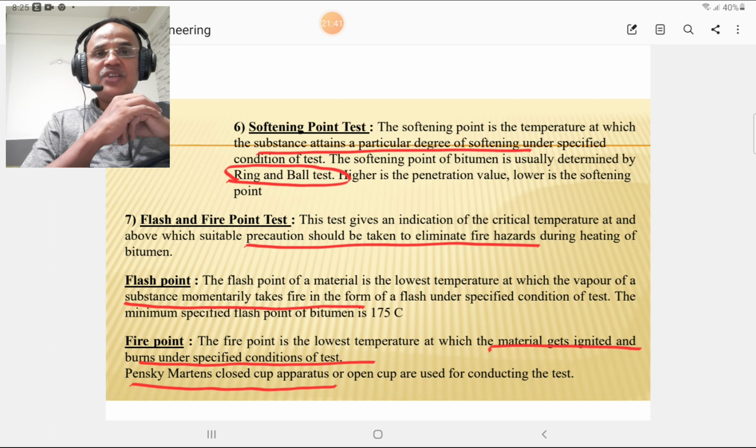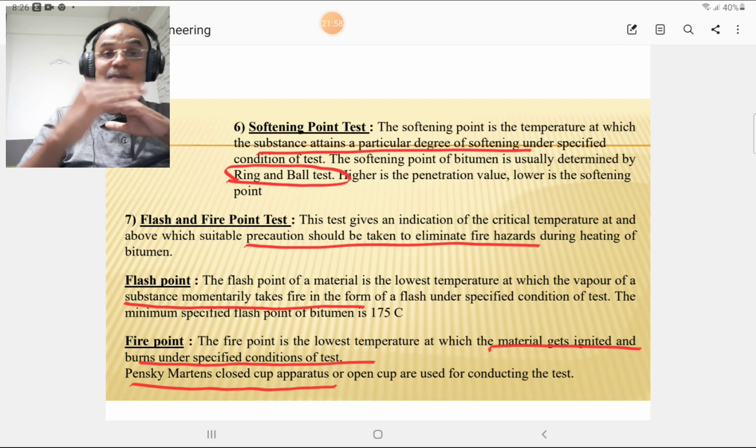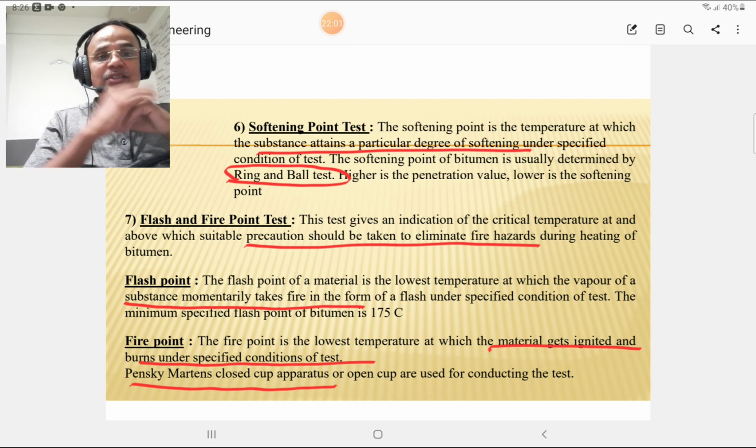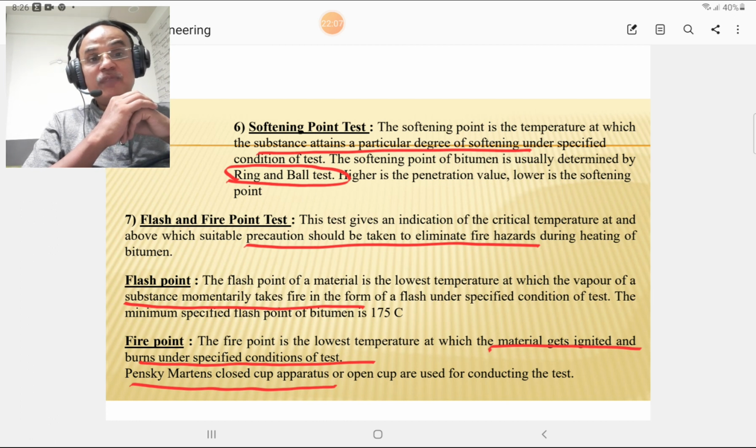Flash and fire point test. These are tests where proper precaution must be taken to avoid fire hazards. Flash point and fire point are both measured at the lowest temperature. Flash point is the lowest temperature at which vapor of a substance momentarily takes fire in the form of a flash under specified conditions of the test. The minimum specified flash point of bitumen is 175 degrees Celsius.